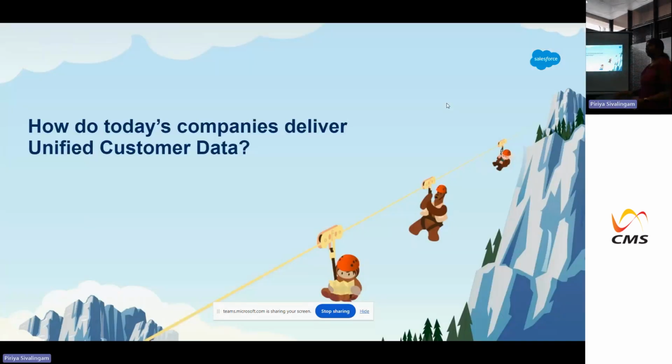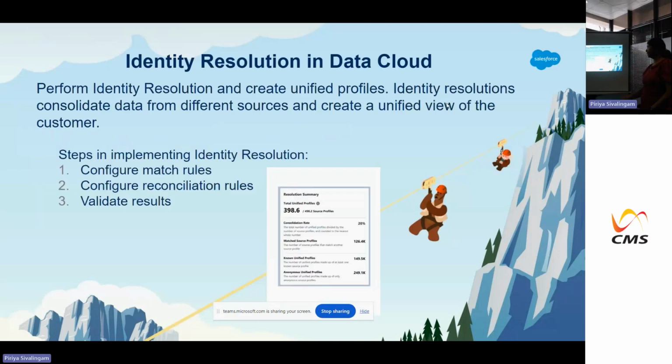So now we have successfully ingested the data streams into our Data Cloud instance. We have harmonized the data by mapping to the data models. So now we need to think how we are going to deliver unified customer data. So there come in the identity resolutions in Data Cloud. Using identity resolution rule sets, you can consolidate your data from different sources, and it helps to create a unified view of the customer data.